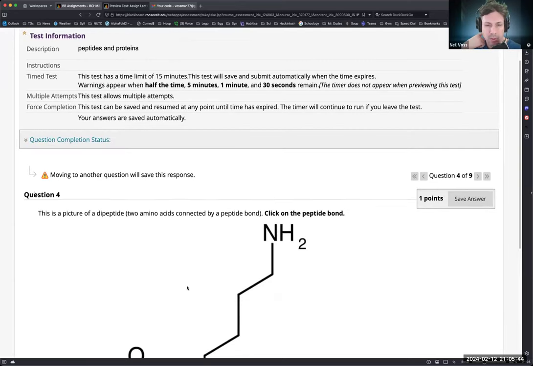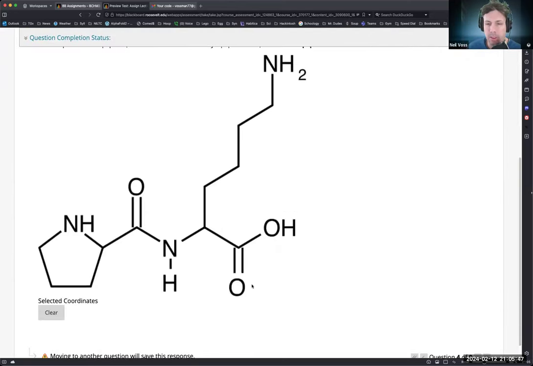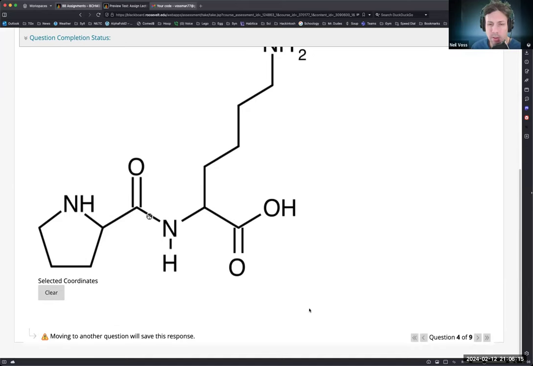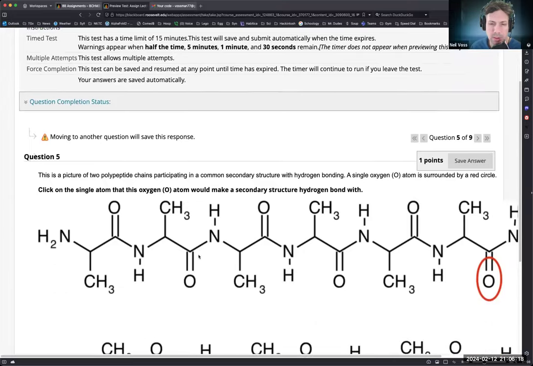Picture of a dipeptide, two amino acids connected by a peptide bond. Click on the peptide bond. Well, remember, a peptide bond is between a carbonyl carbon and a nitrogen. This is a carbonyl carbon, no nitrogen. Nitrogen, no carbon. Nitrogen, it's not part of a ring. So our peptide bond is there. So all I need to do is click anywhere in that vicinity. And that's the one I picked. Move on to the next question.